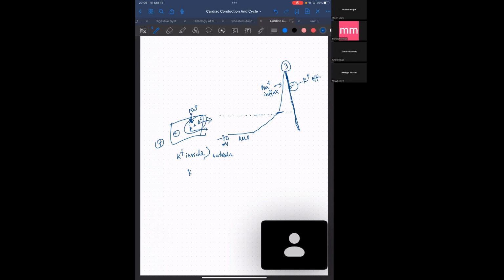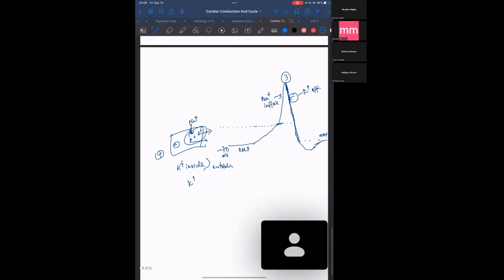And then what happens? These are slow channels. The K plus channels are slow channels. It will keep on going out and out. And even when the resting membrane potential is reached, the K plus will be going on until all the K plus channels are completely closed. Then the action potential will reach the resting membrane potential.